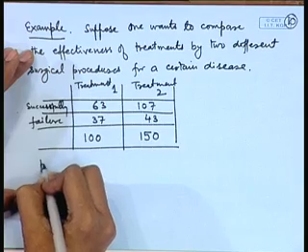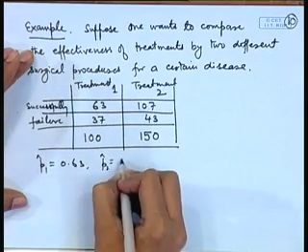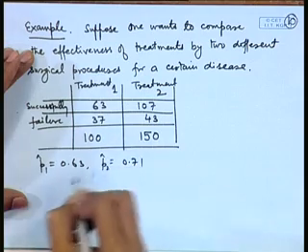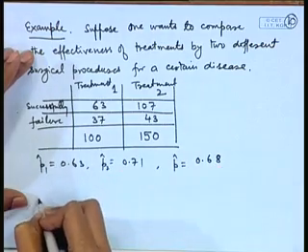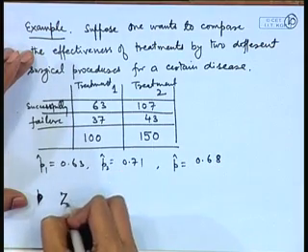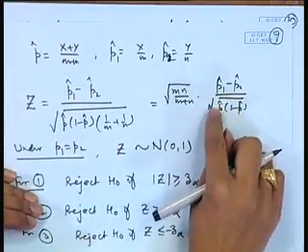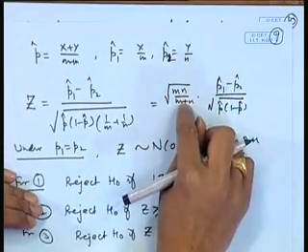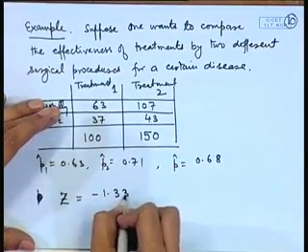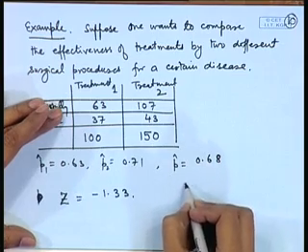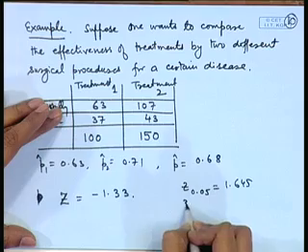Let us look at the proportions here. p̂1 is 0.63, p̂2 is 0.71 and p̂ is 0.68. If we calculate the Z statistic here, that is (p̂1 − p̂2) divided by root of p̂(1 − p̂) into root of mn/(m + n), this value turns out to be −1.33. If we are considering any reasonable level of significance, say z_0.05, that is 1.645, suppose I take z_0.01, that is 2.32, etc.